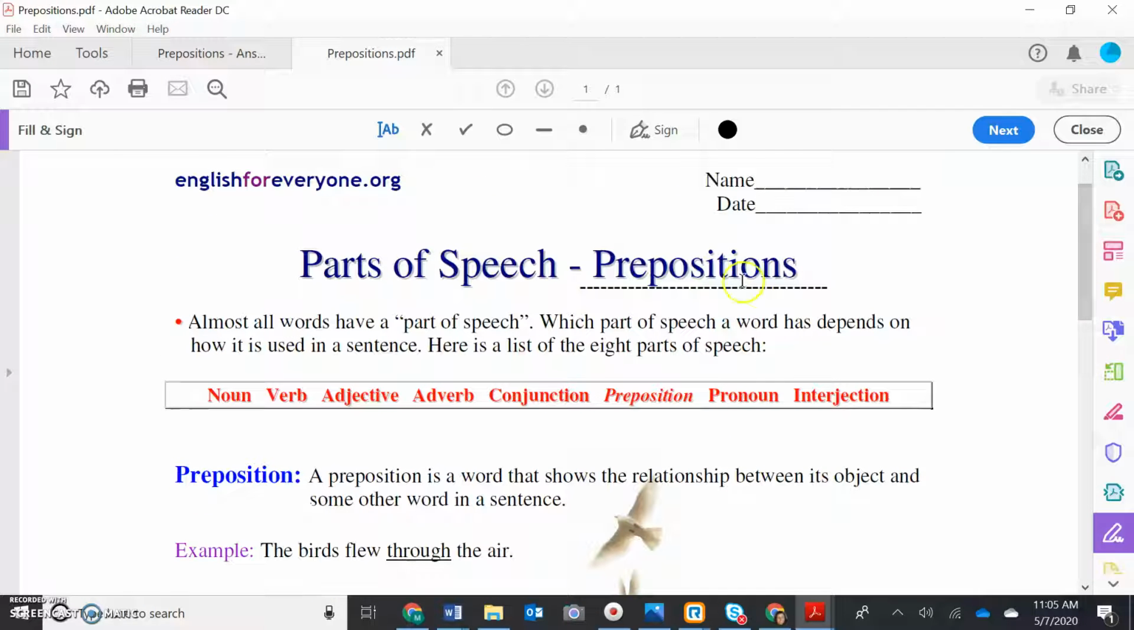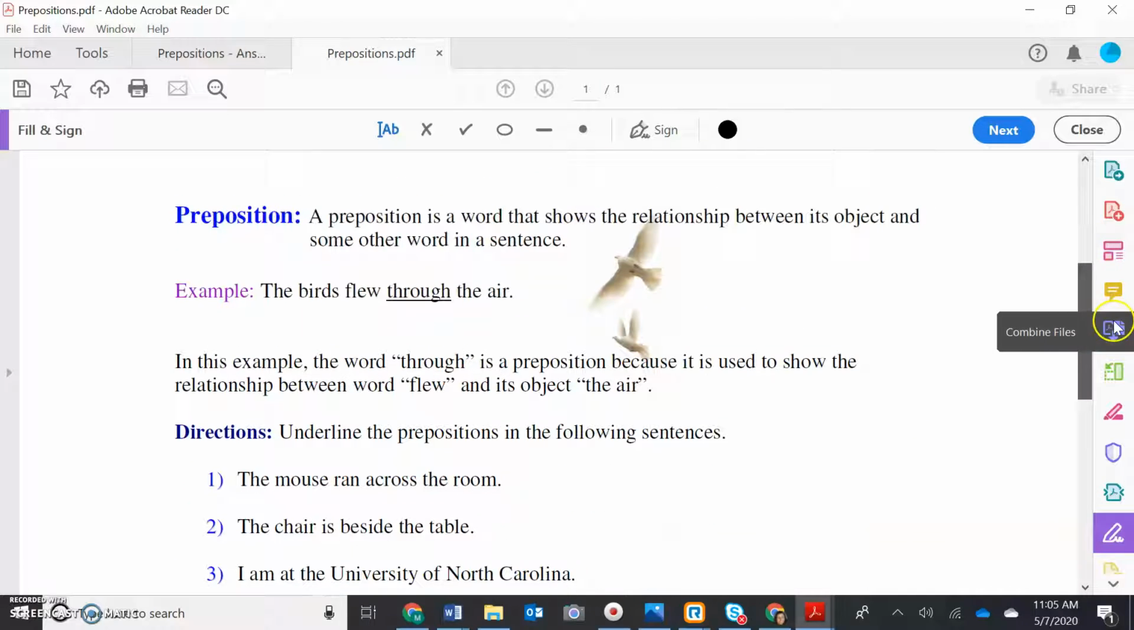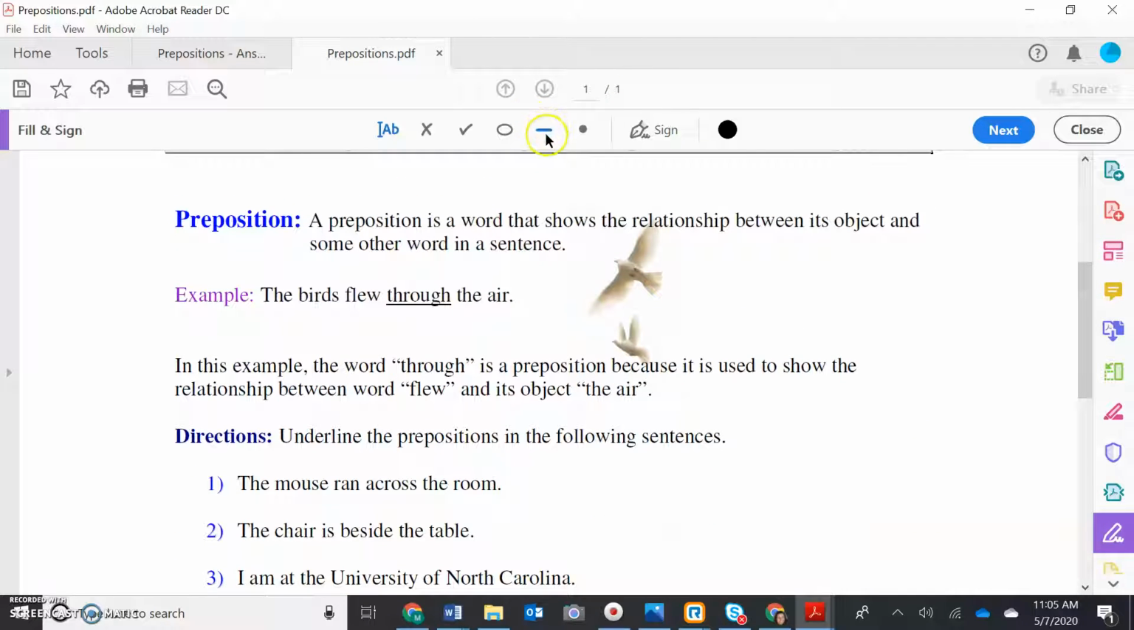I was wondering if I can copy and paste this. Let's see. I don't think I can do that on here. That's okay. Is this underlined? Oh yeah, I think it's underlined. Okay, so here we go.